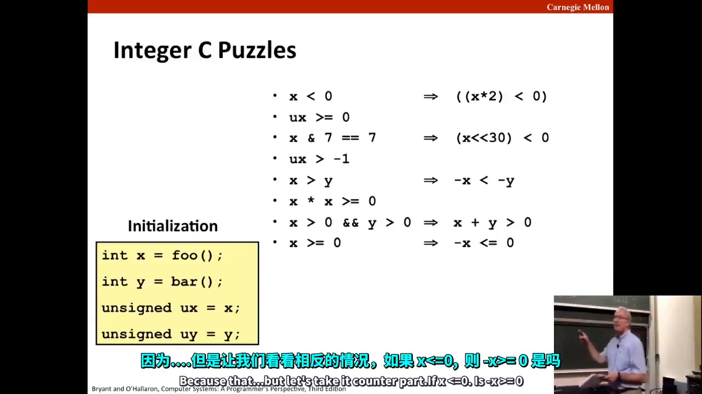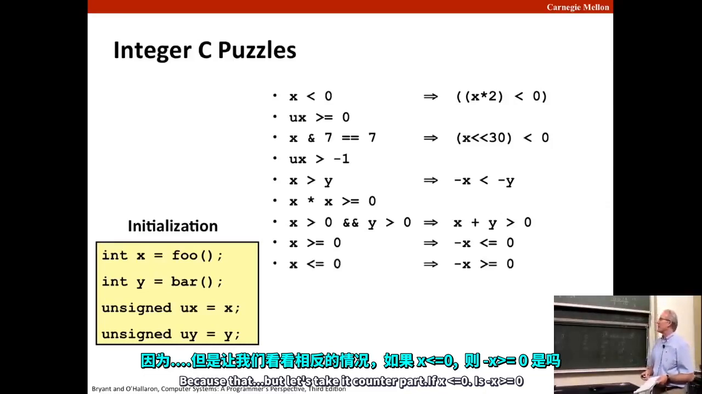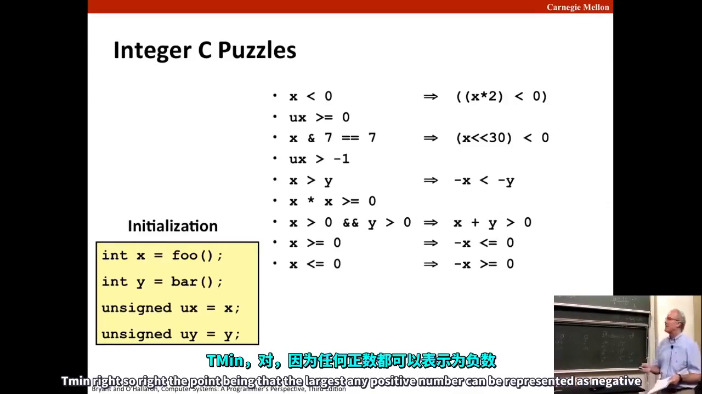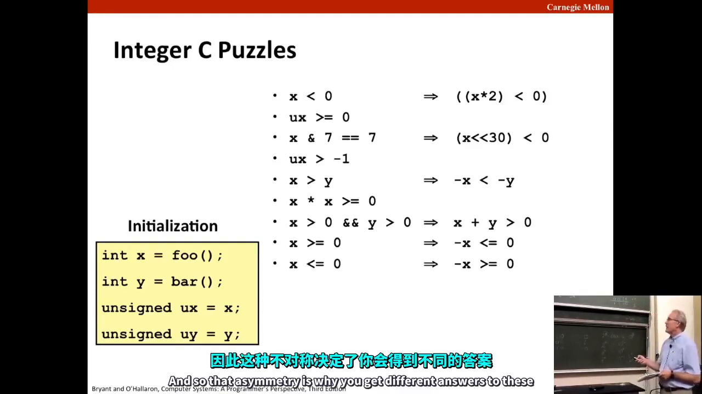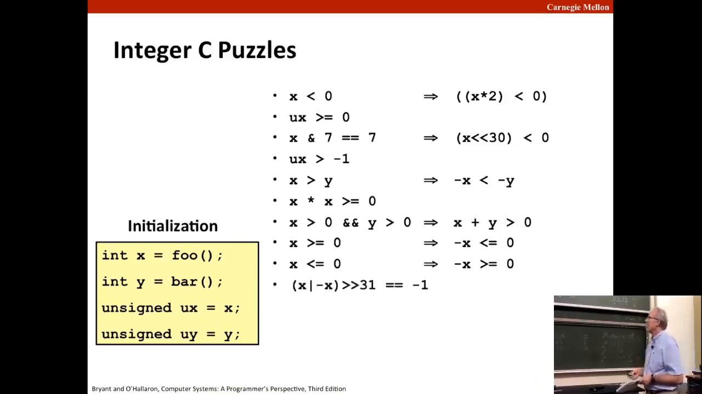But let's take its counterpart. If x is less than or equal to 0, is minus x greater than or equal to 0? T-min, right? The point being that any positive number can be represented as negative, but there's one negative number that can't be represented as positive. And so that asymmetry is why you get different answers to these.